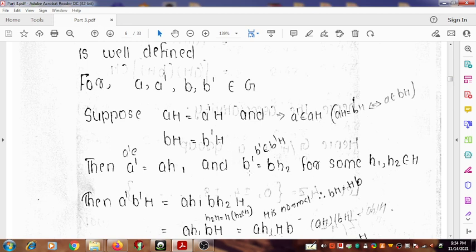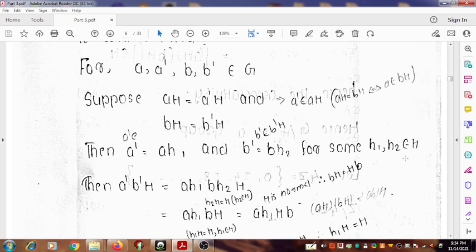And also B prime is equal to B into H2. In a similar way, considering the second equality which is given here, you can write that B prime is equal to B into H2. Then H1 and H2 are two elements of capital H.